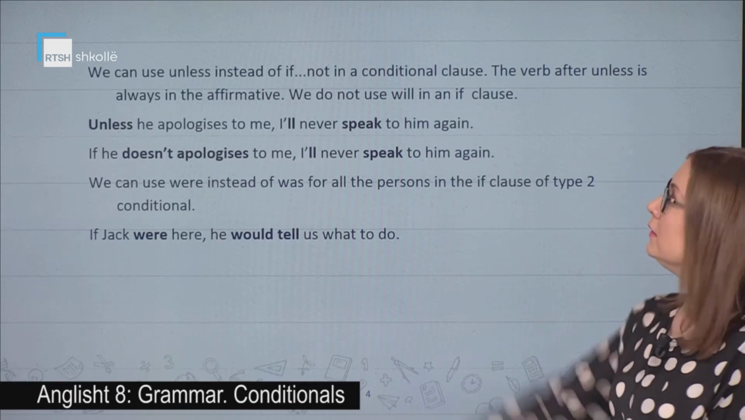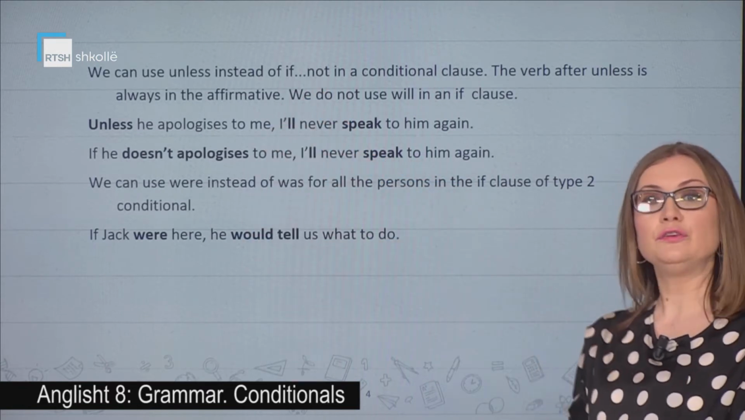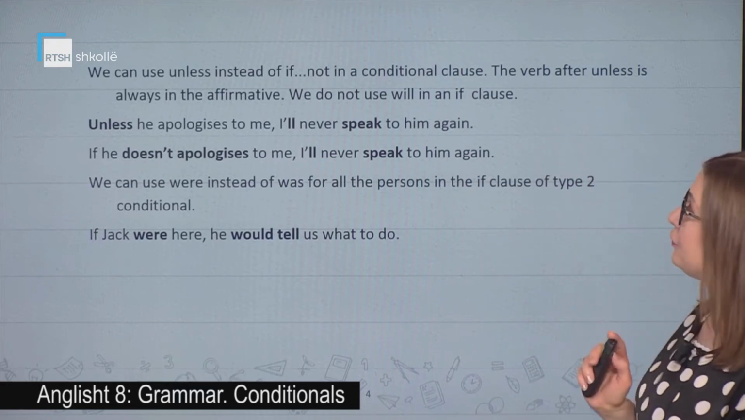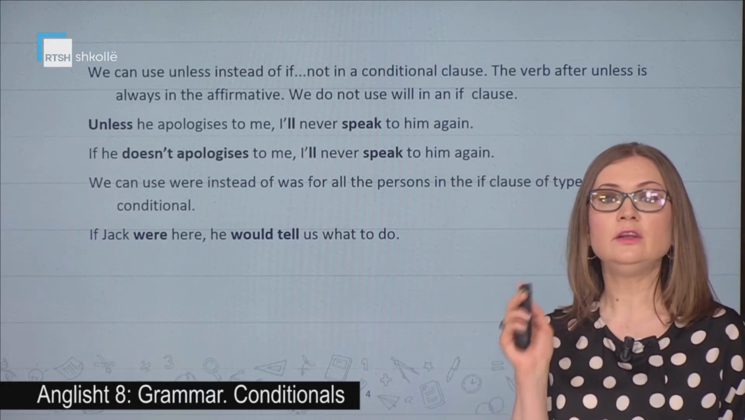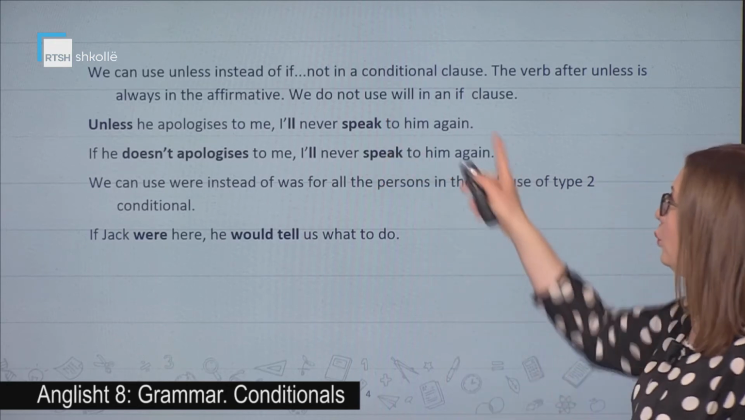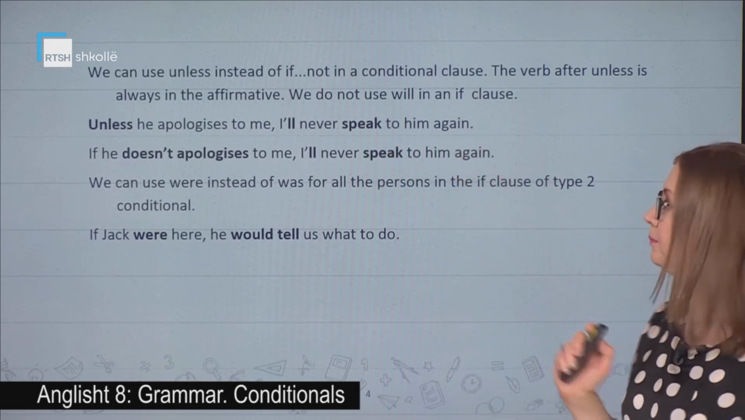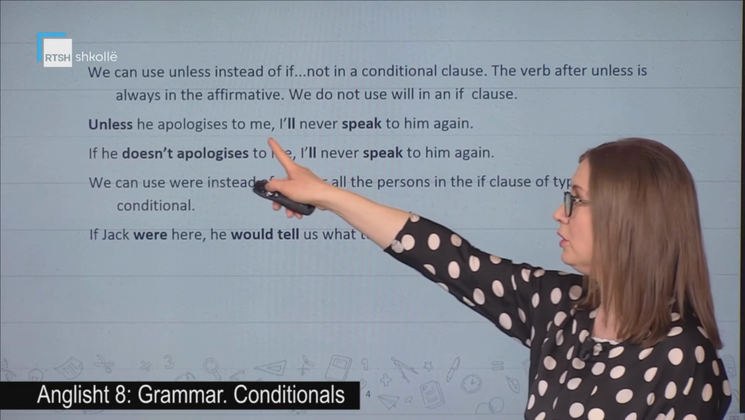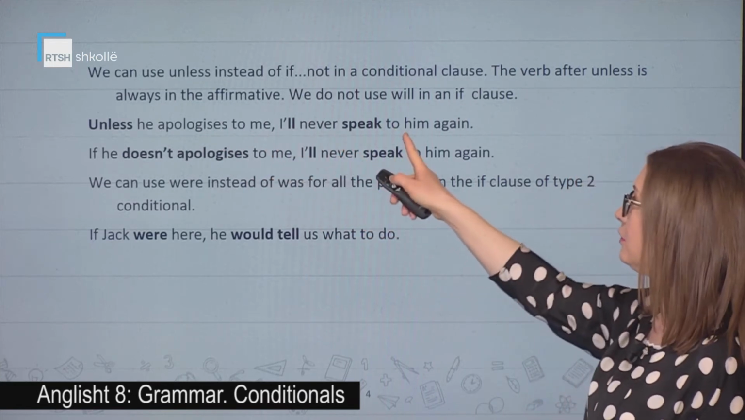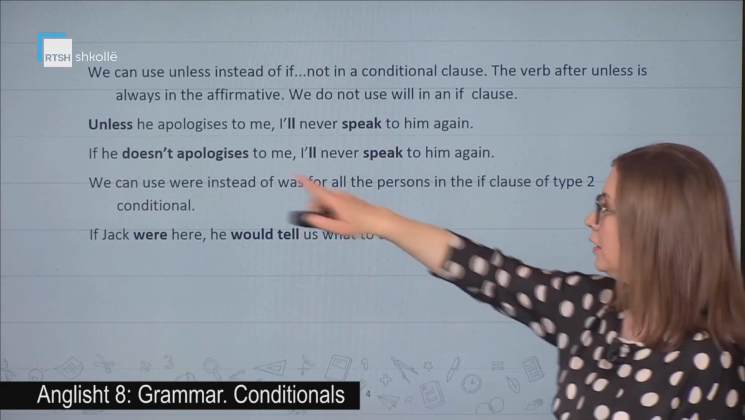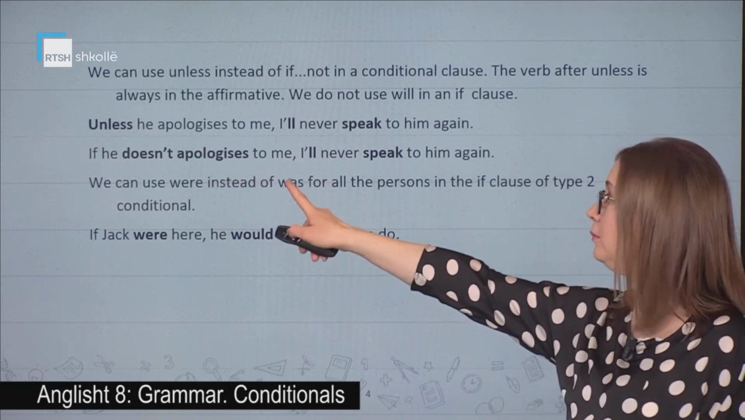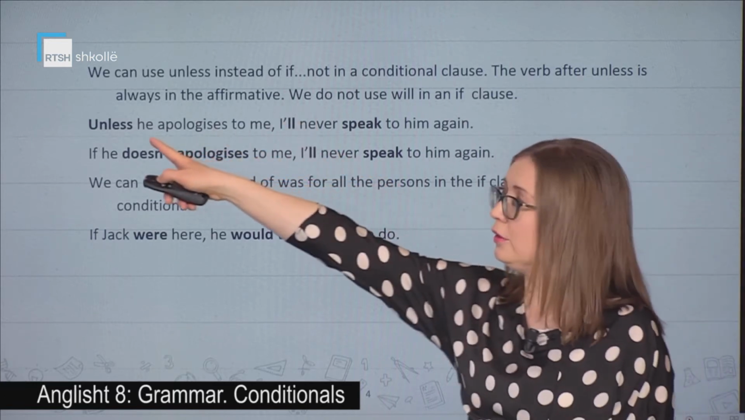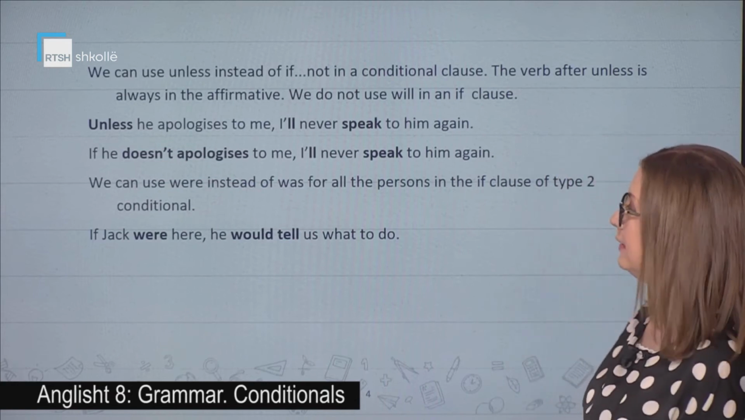We can use unless instead of if not, and the negative part. In a conditional clause, the verb after unless is always affirmative. We do not use will in an if clause. So, we have an example here. Unless he apologizes to me, I'll never speak to him again. If he doesn't apologize to me, I'll never speak to him again. So that is the unless usage in the sentences.